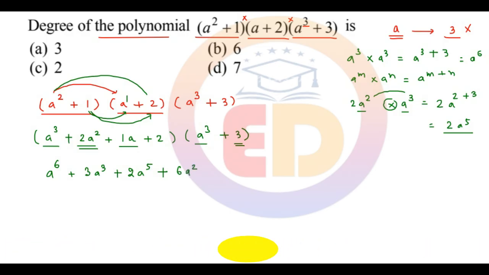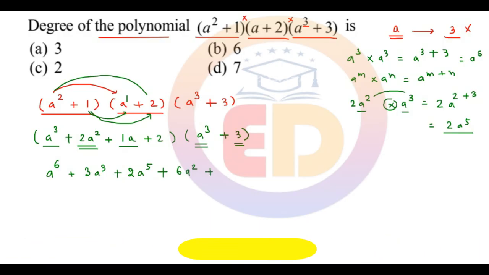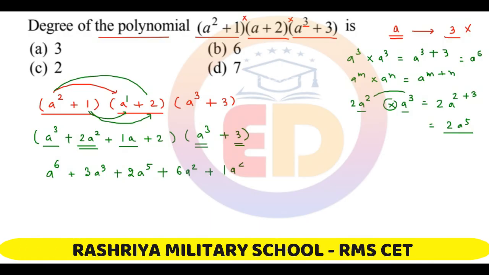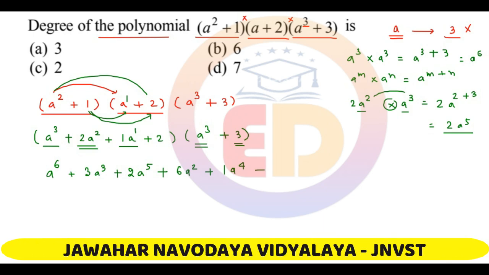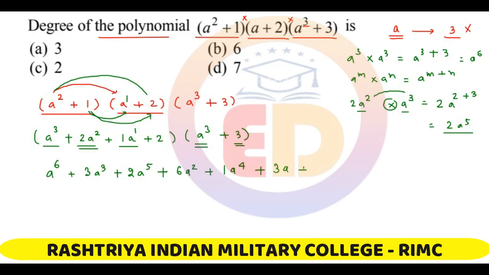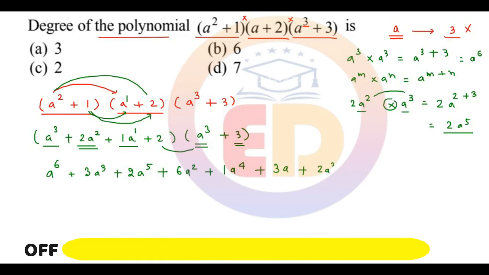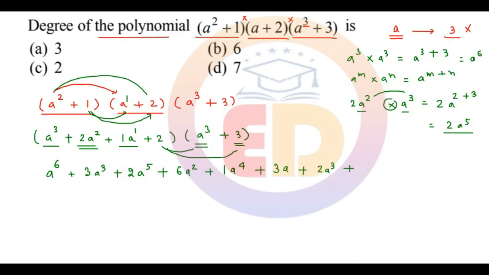Next, 1a multiplied by a cube will be 1a to the power of 4. This is power 1, this is power 3. 1 plus 3 will give me a power 4. Plus 1a multiplied by 3 is 3a. Let's multiply 2 with a cube, it will be 2a cube. Let's multiply 2 by 3, it will be plus 6.